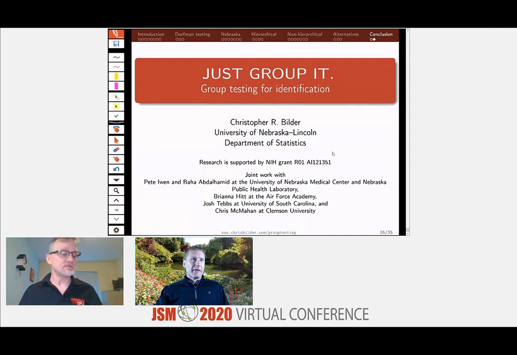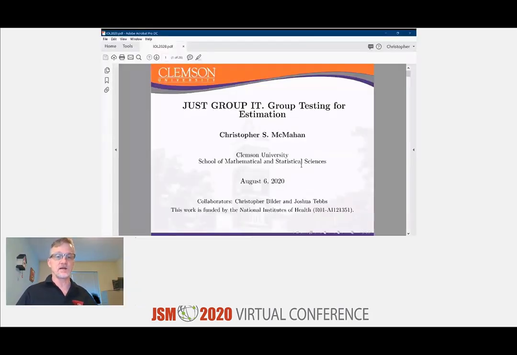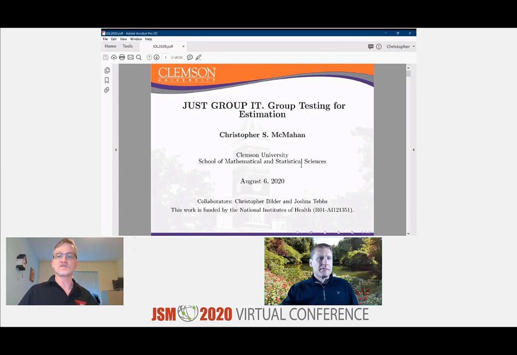Thanks very much, Chris. What I'll do right now is ask Chris McMahan to join in and get his slides started. While we're doing that, I think we can take one question, and I have one here from Emily Nystrom. Emily asks, have you encountered any challenges in transitioning your research into production and use for COVID-19? And what type of results do practitioners, possibly non-statisticians, usually expect when discussing actually using innovative group testing procedures?